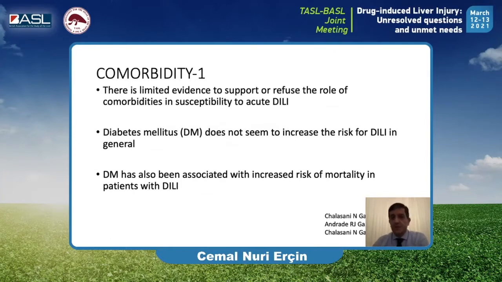Comorbidity. Although we know the effect of ongoing inflammation as a co-stimulator during DILI, there is limited evidence to support or refute the role of comorbidities in susceptibility to acute DILI. Diabetes mellitus does not seem to increase the risk for DILI in general, but has been associated with increased risk of mortality in patients with DILI.